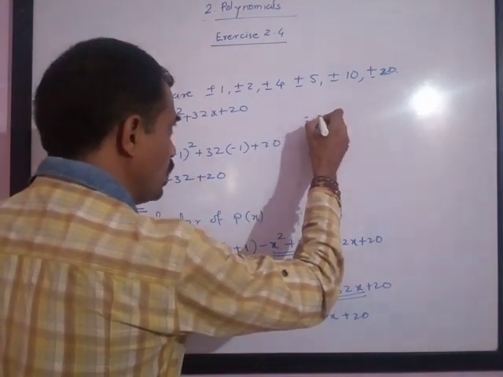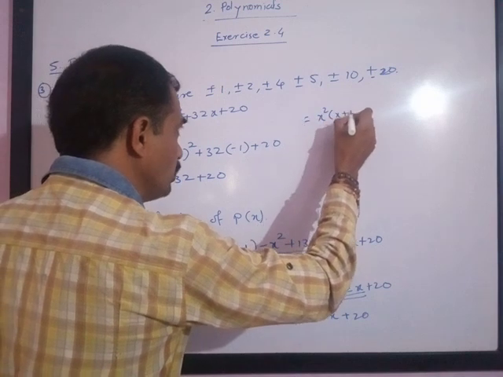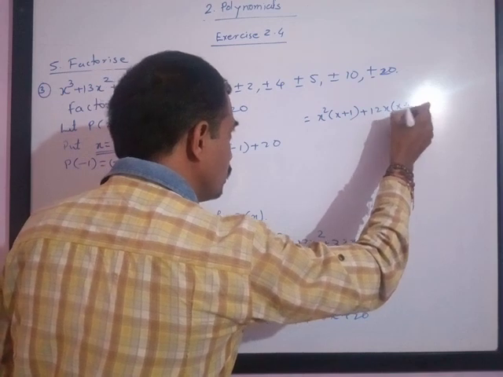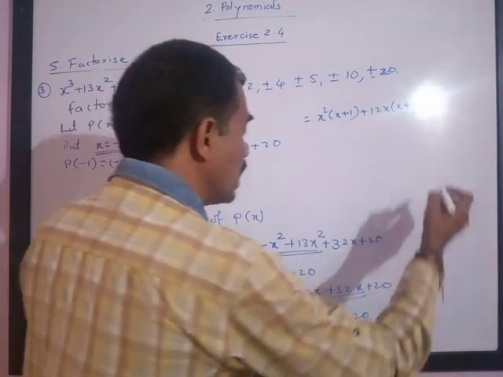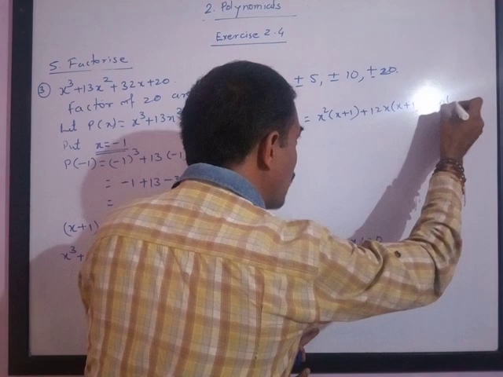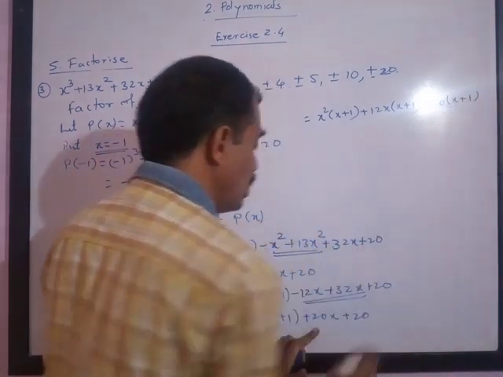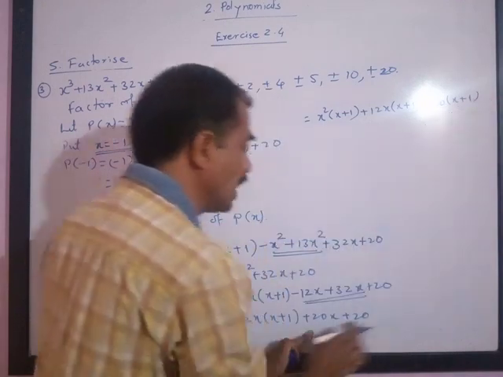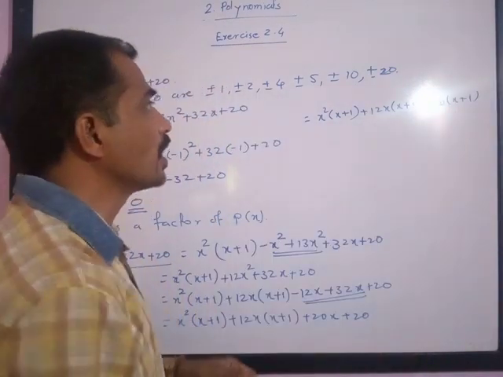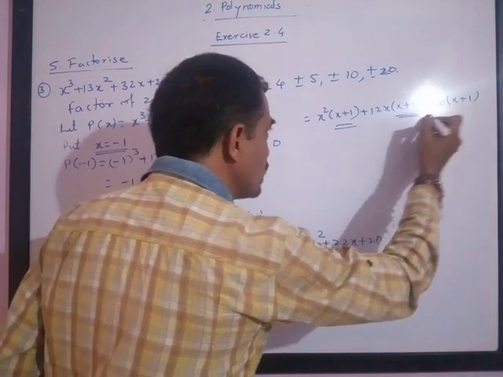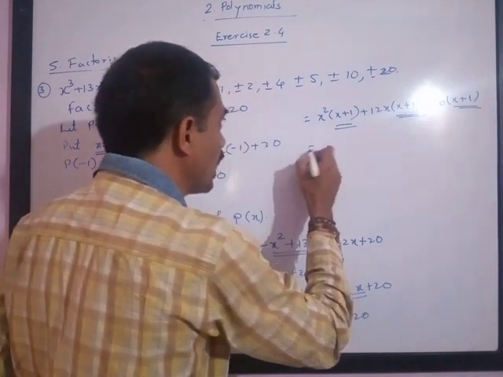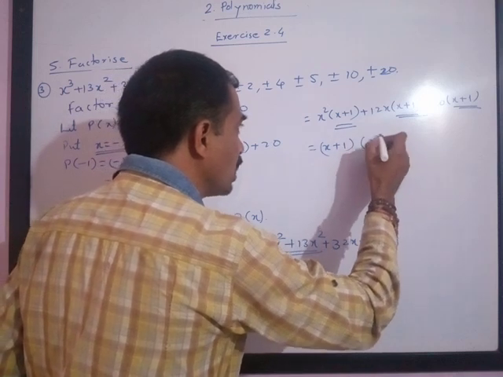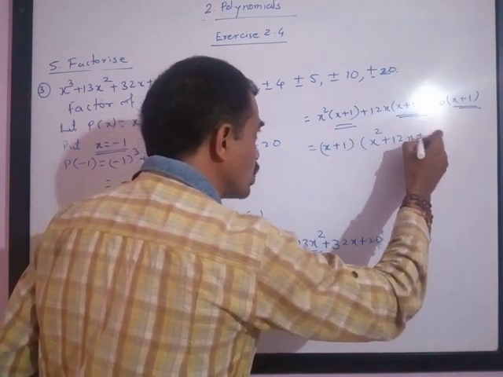This is equal to x square in bracket x plus 1 plus 12x in bracket x plus 1 plus 20 in bracket x plus 1. Please note, this is 20x and 20, if you solve it you will get the same, so no need to solve it further. In this, you will notice that x plus 1 is common. If you take x plus 1 common, the remaining terms are x square plus 12x plus 20.